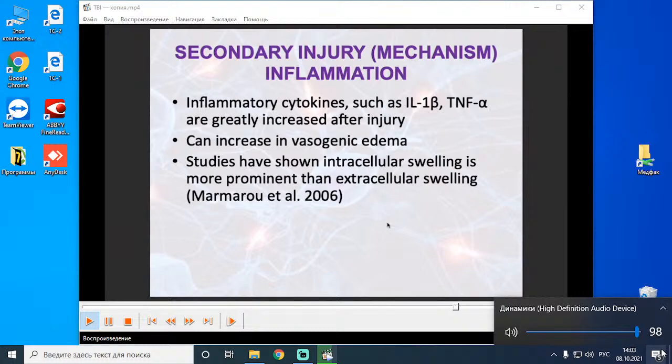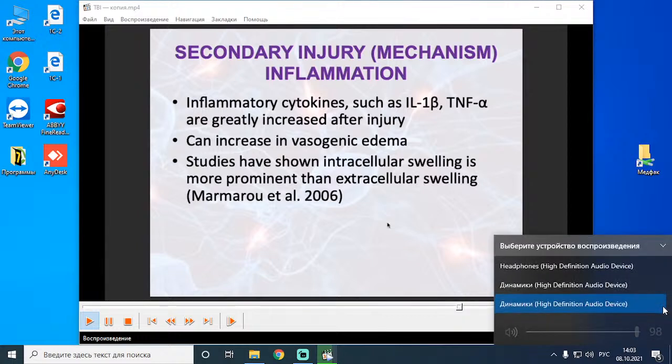Inflammation. Inflammatory cytokines such as interleukin 1 beta and tumor necrosis factor alpha are greatly increased after injury and can increase vasogenic edema. Studies have shown intracellular swelling is more prominent than extracellular swelling.